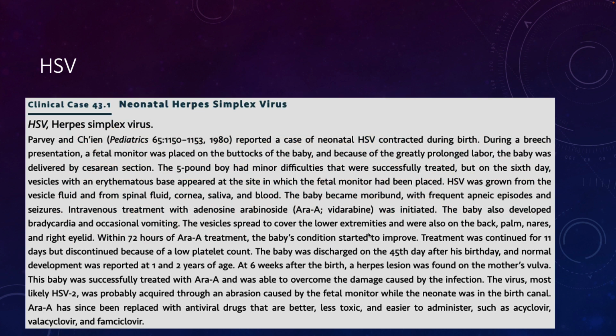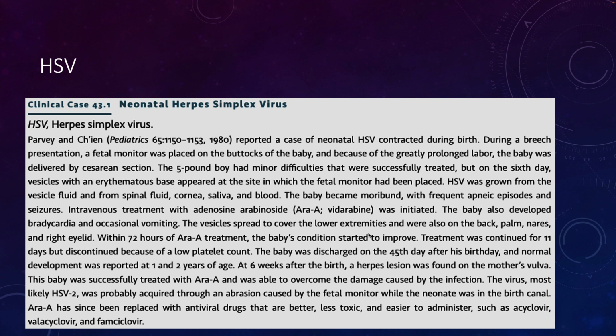So this is a case describing neonatal herpes simplex virus contracted during birth. During a breech presentation, so normally the baby's supposed to come out head first. Breech is when they come out feet first or butt first. A fetal monitor was placed on the buttocks of the baby. And because of the greatly prolonged labor, the baby was delivered by C-section. So because the baby was breech, they couldn't get the baby to come out, so they did a C-section instead. Sometimes they'll try to flip the baby, but when babies are in that position, they can be stressed out, and to monitor them, they will actually apply a heart rate or fetal monitor to whatever they can reach. And in this case, it was the tushy.